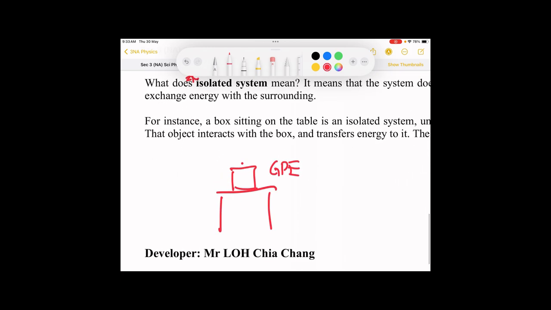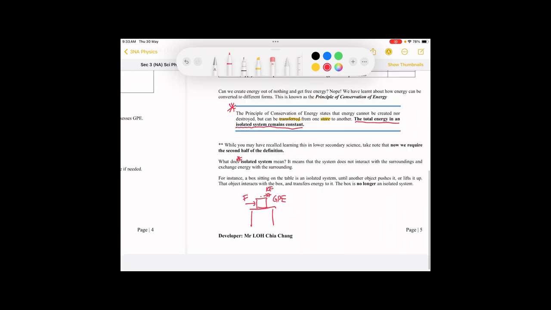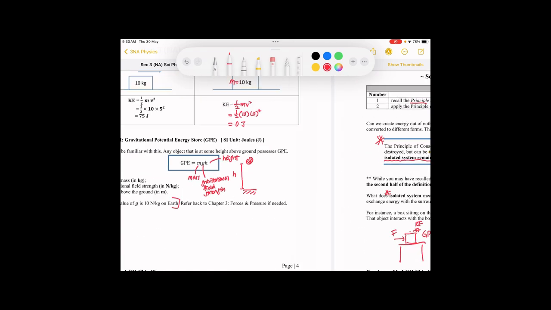But here comes me applying a force on the object. Now there is energy exchange with something outside the system. And that something outside is me, my hand. And now perhaps it starts moving and then it has some energy in the kinetic store. It has gained some energy in the kinetic store, right? So that is what we call exchanging energy with the surroundings.